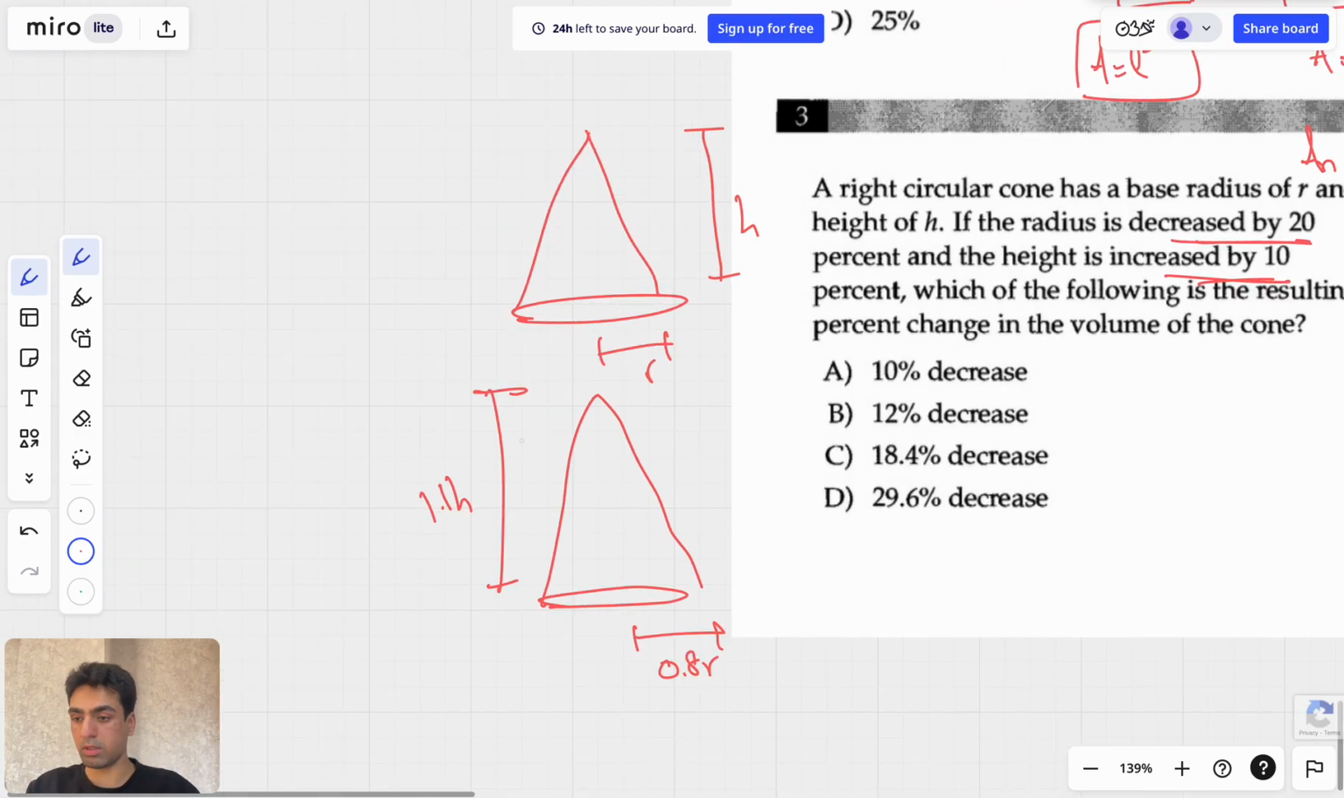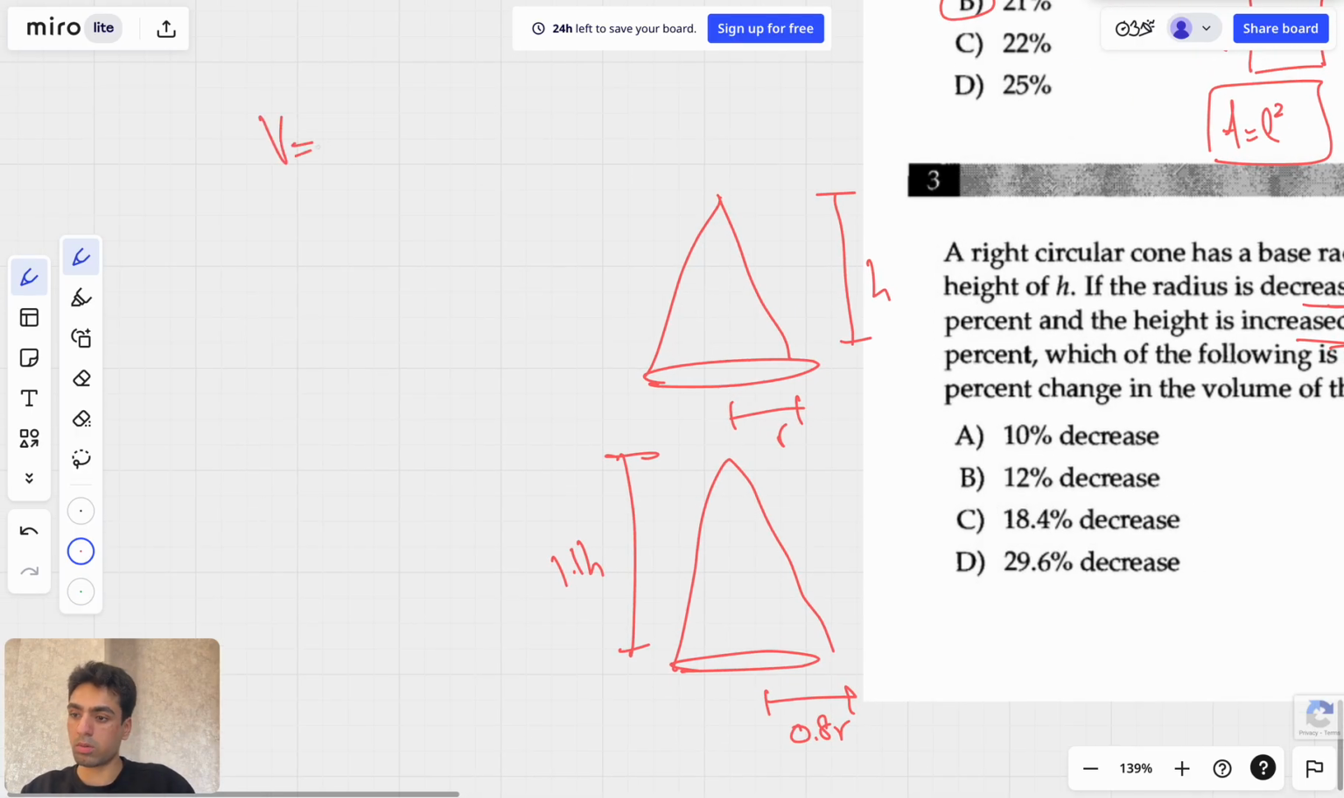Now we need to compare the volume. The formula for the volume of a cone is 1/3 pi r squared H.